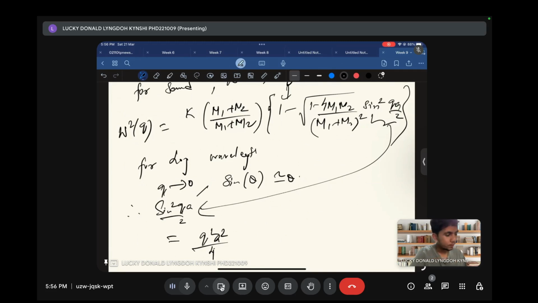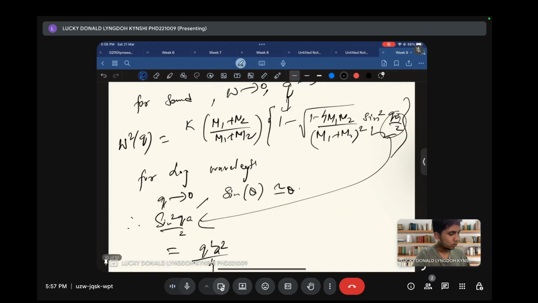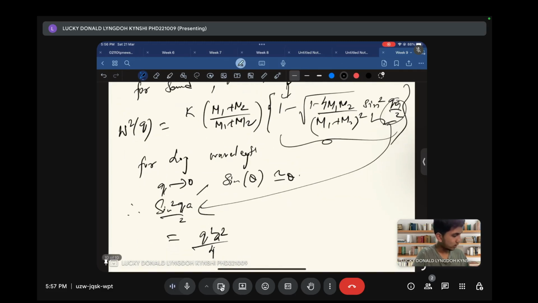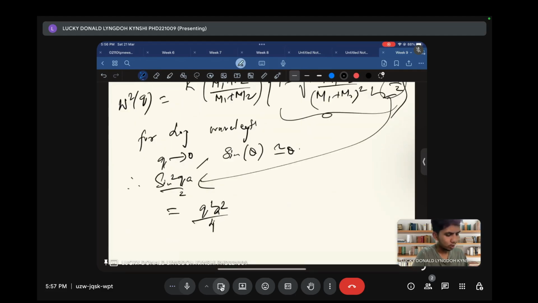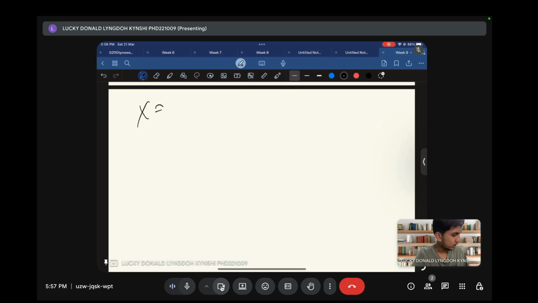Why? It's because in sine square qa by 2, you can take this term as theta, and sine theta is almost equal to theta, so sine square is equal to theta square, so we get q square a square by 4. Okay, then now you solve this relation inside the bracket. So maybe I can name this as some constant x. So constant x is equal to 4 m1 m2 by m1 plus m2 whole square, times q square a square by 4.